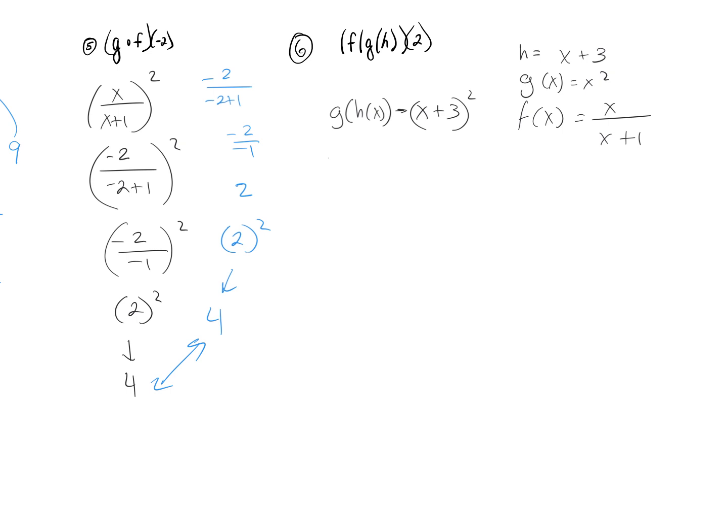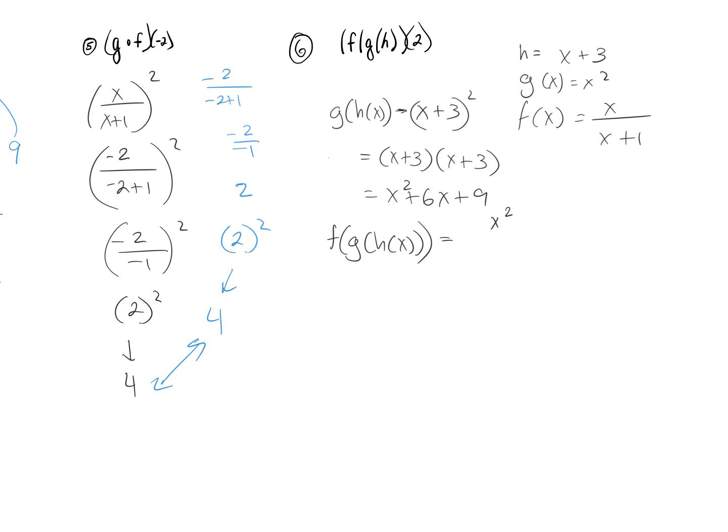So, it's going to be x plus 3, x plus 3. So we get x squared plus 6x plus 9. And then after, since we have g of x of h of x, we can plug that into f of x. So it's going to be f of g of h of x. We're going to plug the x squared plus 6x plus 9 into every time there's an x.